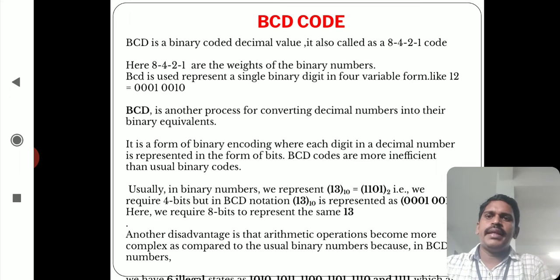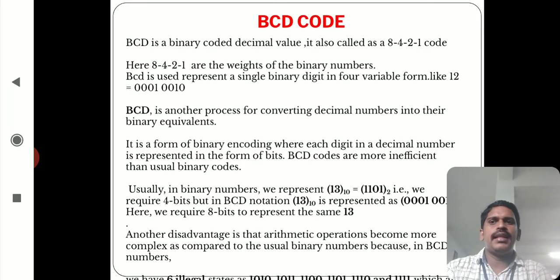It is a form of binary encoding where each digit in a decimal number is represented in the form of bits. We use an encoder to represent numbers in the format of either decimal or binary. BCD codes are more efficient than usual binary codes. Efficiency means you represent each digit separately in the form of 4 bits.